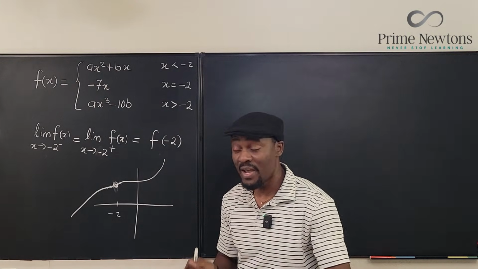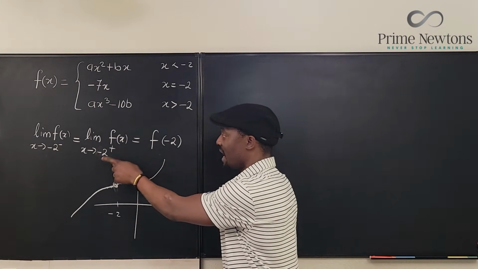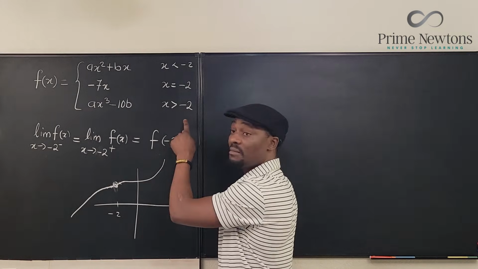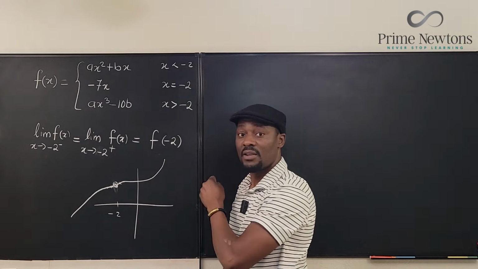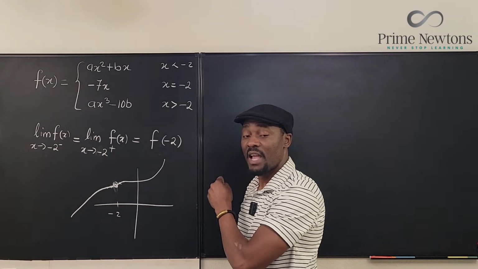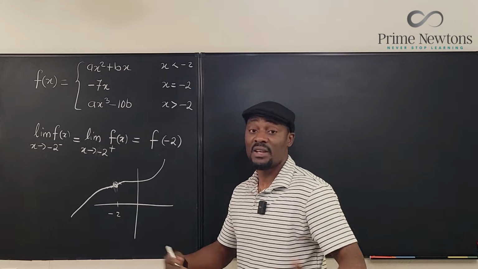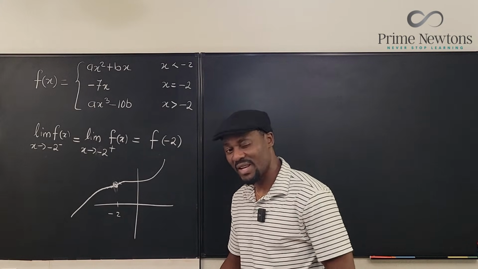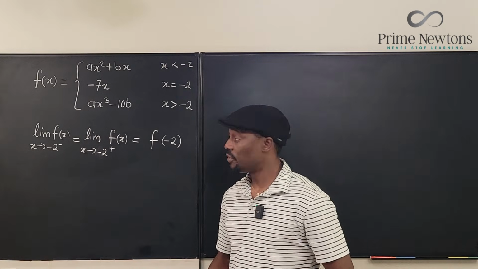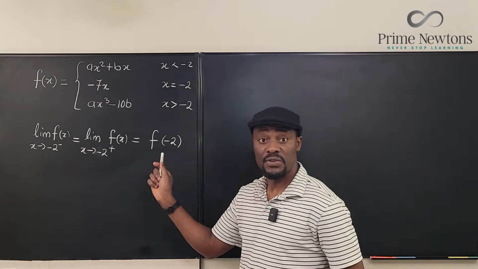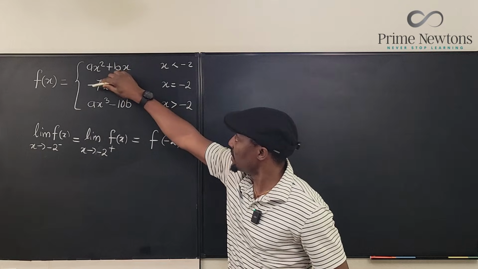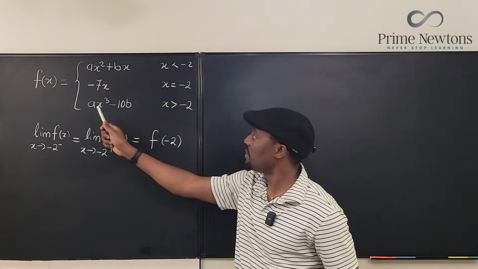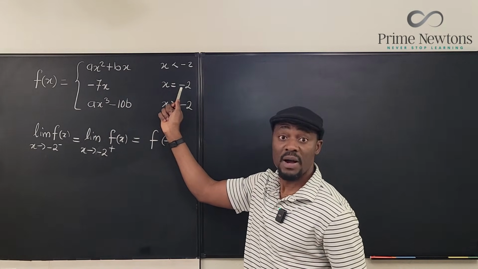So all you have to do is evaluate this using the point -2, and then you equate them together, and then you're going to get a bunch of equations that are going to help you solve a system of equations, and you get a and b. So let's begin. My recommendation is to always do the one that is most obvious. This is the most obvious: the value of the function when x is equal to -2.